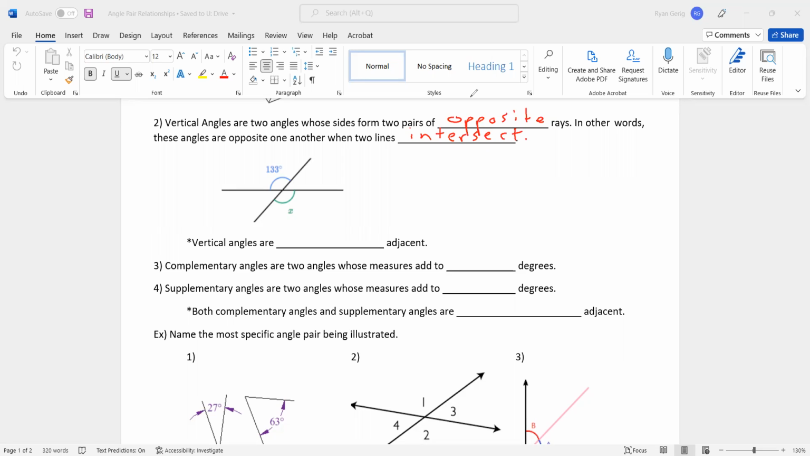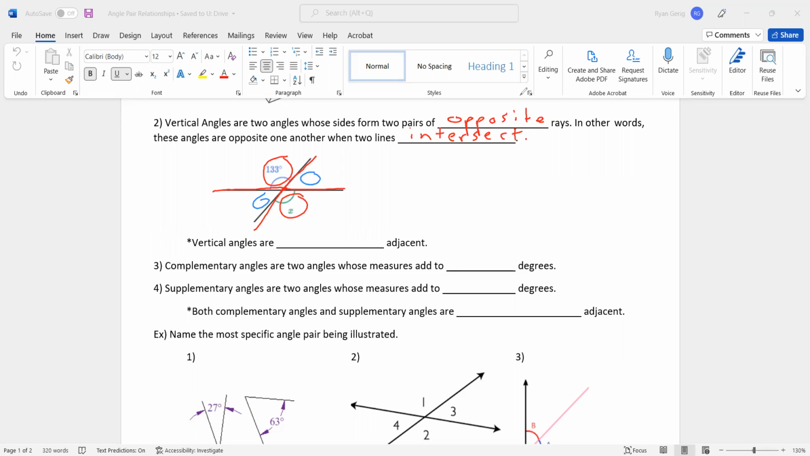So, what are my vertical angles here? Well, those 2 are vertical angles. You see how those 2 angles are formed by basically 2 lines going on forever. Okay. We have another pair of vertical angles here. You may have noticed this one and this one. Those are vertical angles as well.